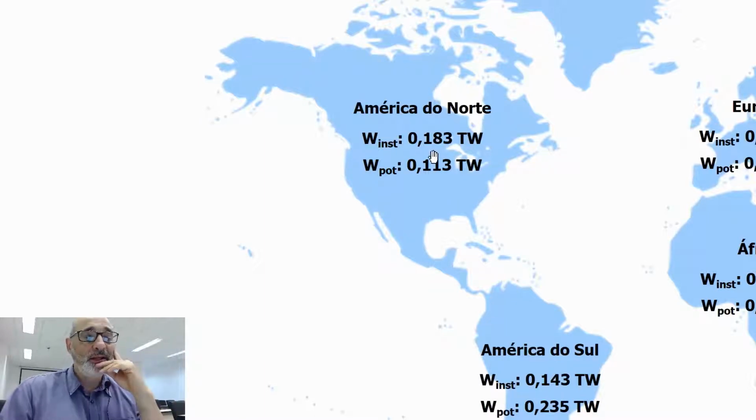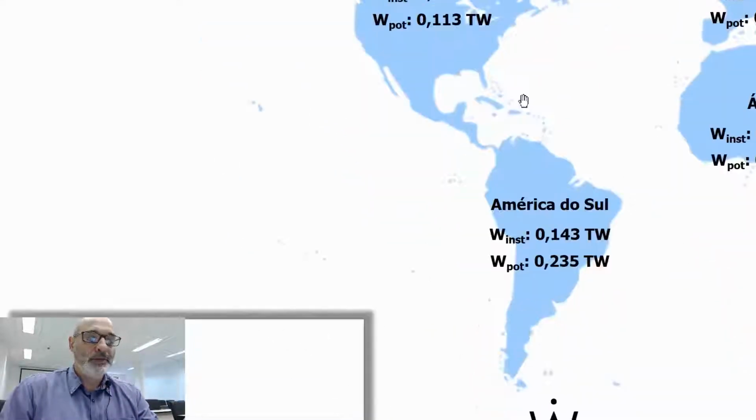You see that in United States you have 0.18 terawatts already installed, but the potential is a little less than that, 0.11 terawatts. So you see that the potential is not very big. The world consumption, just to give you a comparison, is around 18 terawatts. So these numbers we're comparing with 18. So the potential for growth is only 0.11. It's very restricted, very limited.